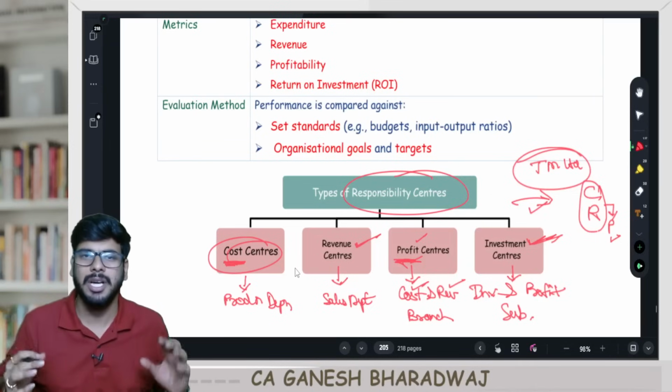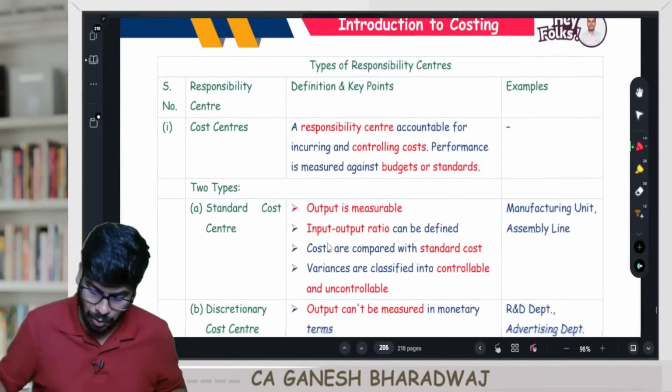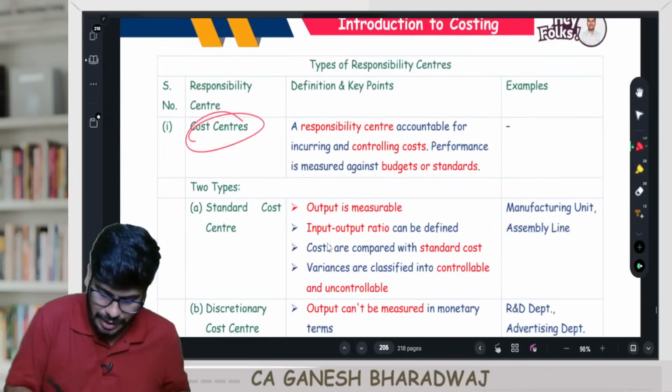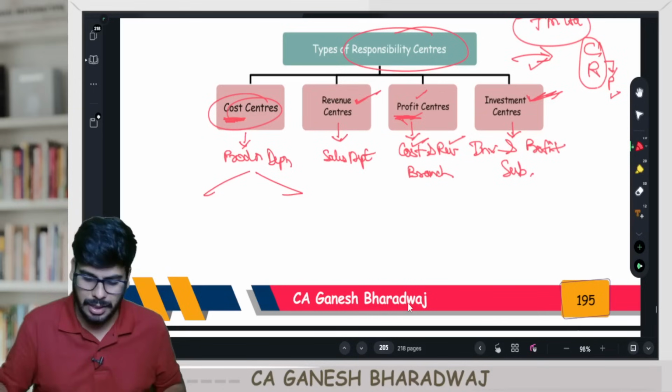This is actually a very popular theory exam question. Right, guys? Clear with this? Now, in this cost center, the first one that we saw, further, there are 2 types of cost centers. The other ones are fine.